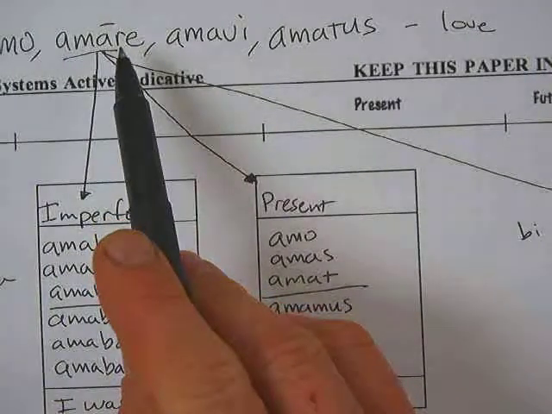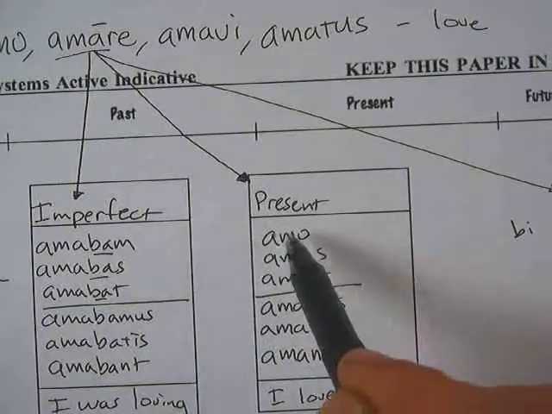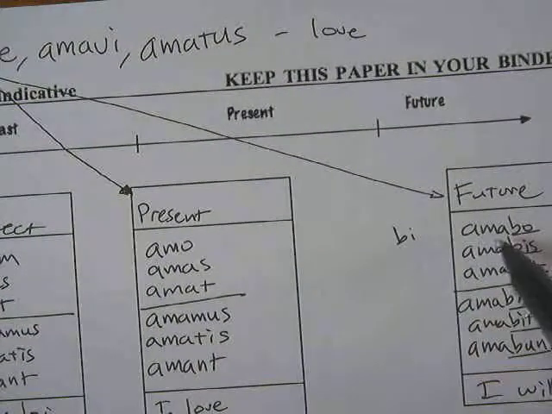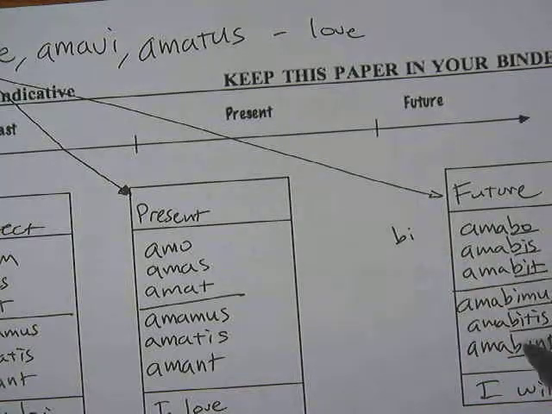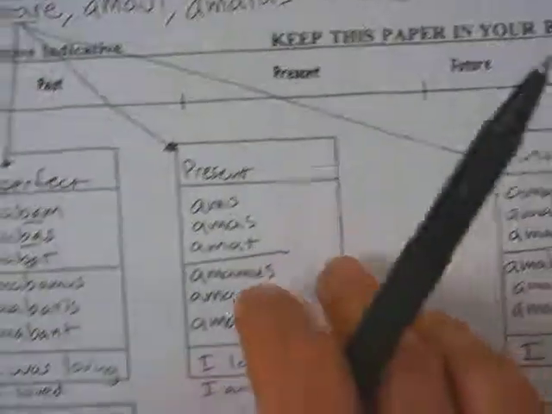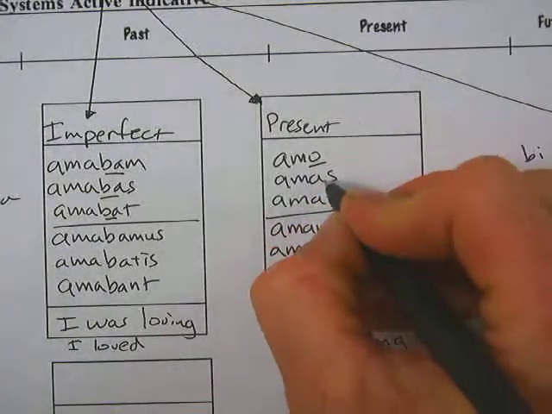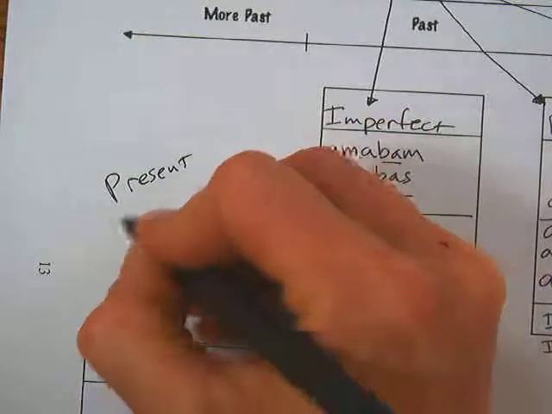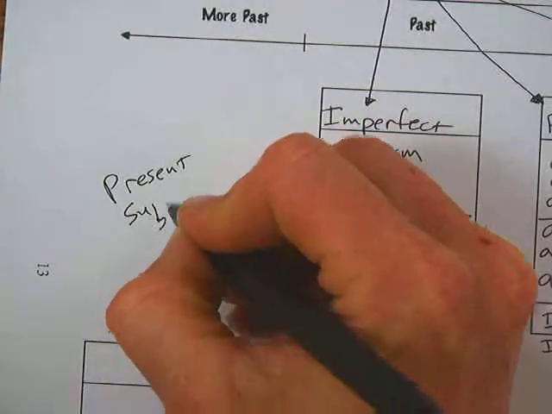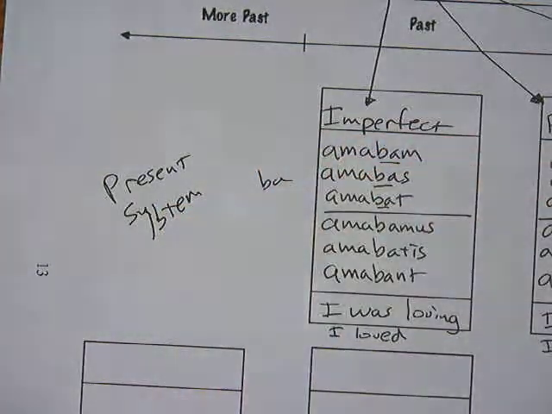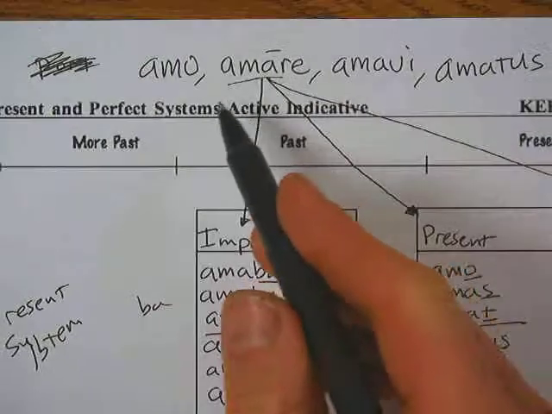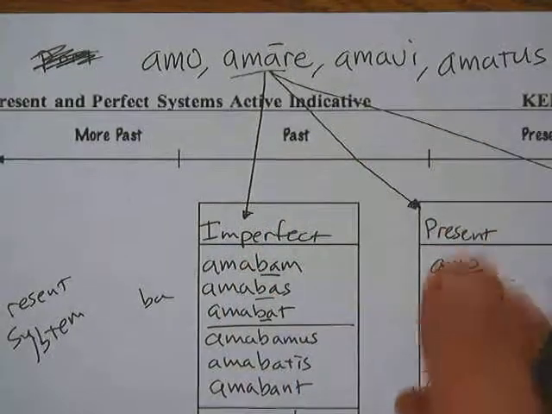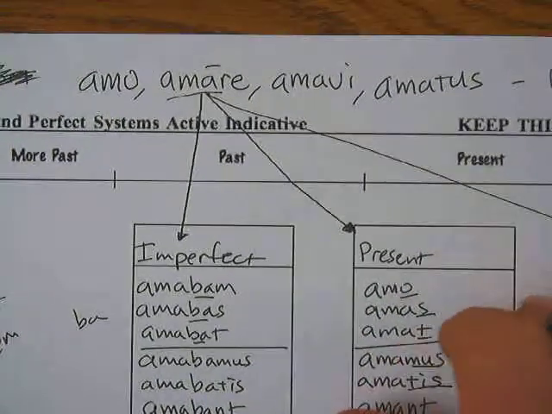So all of these tenses came from the same stem. You take the infinitive, you take off the RE, and then you either add ba and the endings, or don't add anything and just add endings, or you add bi, basically, and then add endings. But they all have the same stem. I just want you to see that. That's why they're all grouped together, and they call this the present system, because they all come from what they call the present tense.